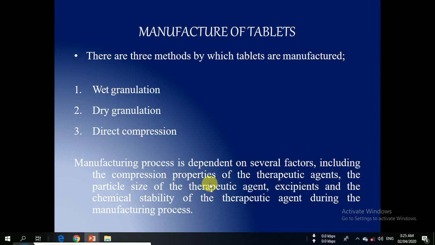It may include the compression property of the therapeutic agent. The agent which you are going to compress must be of good quality. The particle size of the therapeutic agent is the second factor, and the third one is the excipient, while the fourth one is the chemical stability of the therapeutic agent during the manufacturing process.